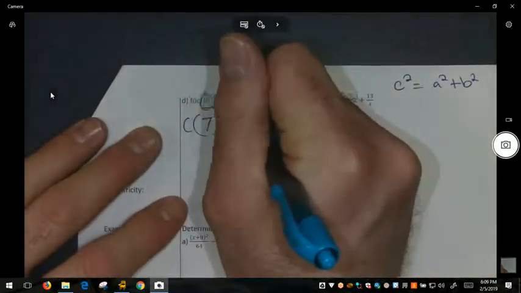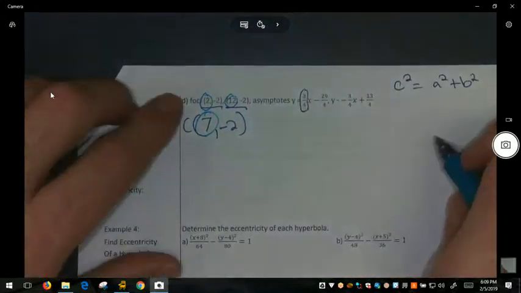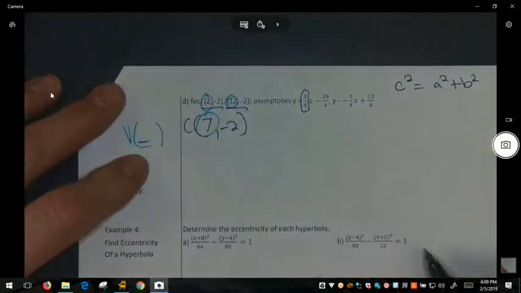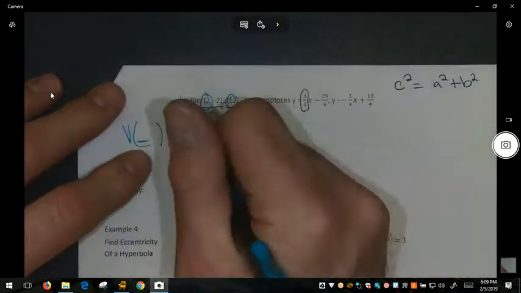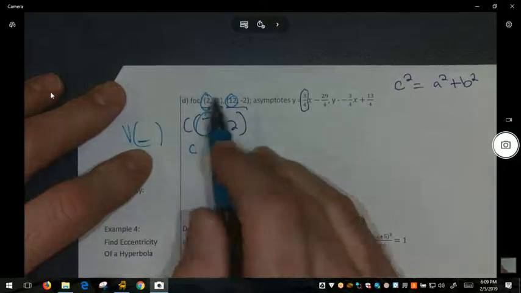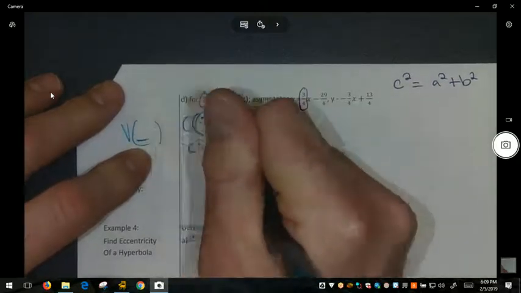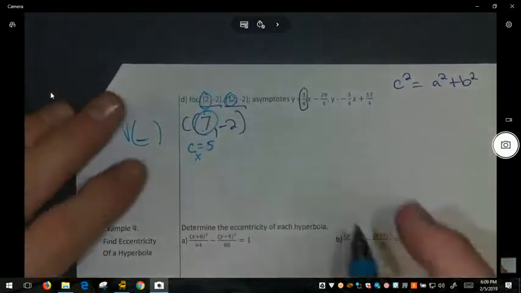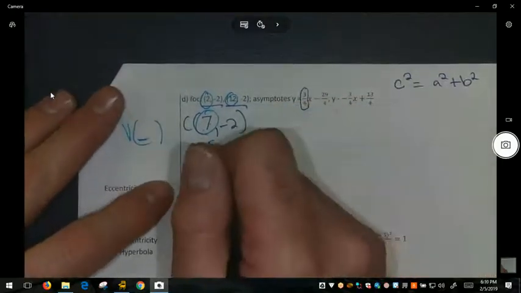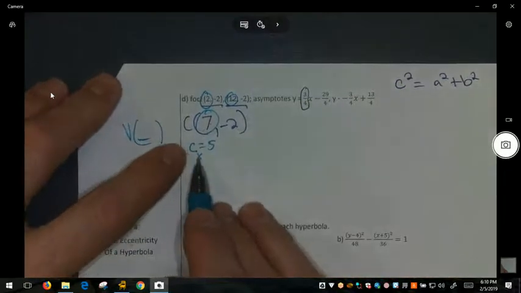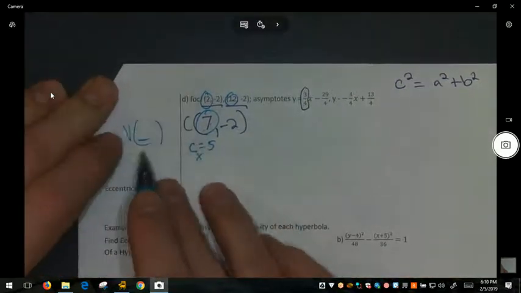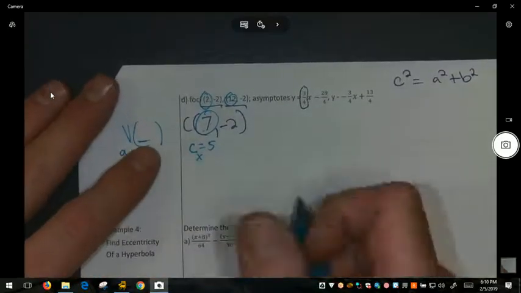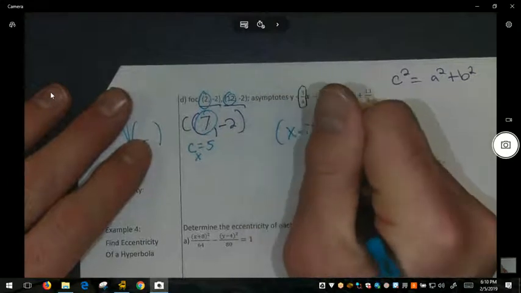So I know that since it's the x coordinate that's changing for the foci, the x coordinate will also change for the vertices. So I know that c, 7 minus 2 is 5, 12 minus 7 is 5, and that's under the x variable. So that's the value of c. If it's x that changes for the foci, it'll be x that changes for the vertices as well. So I know that it's going to start with x. So I have x minus 7 quantity squared.